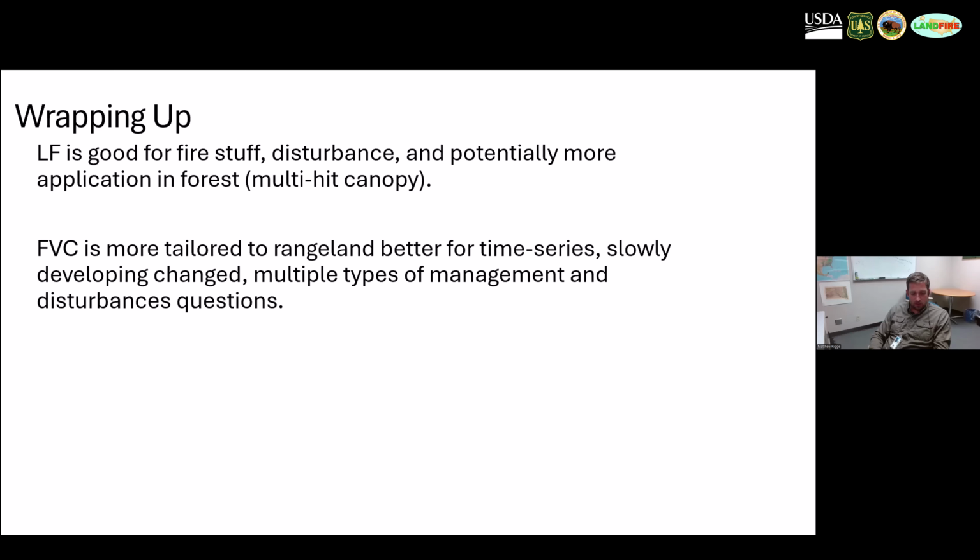Yeah, I mean, our data is on Earth Engine, Climate Engine, all those as well.